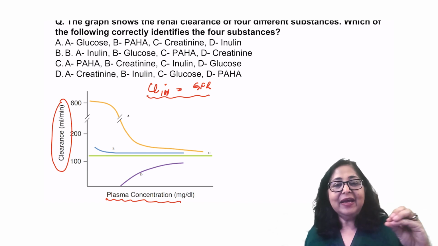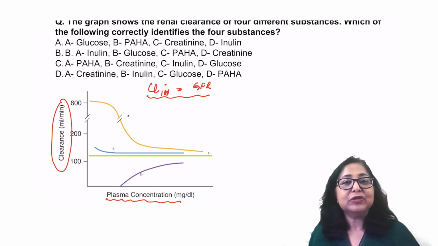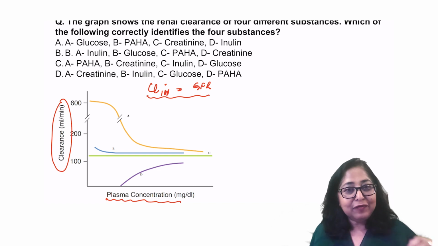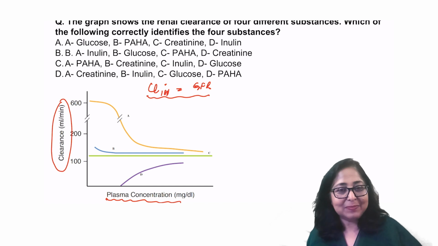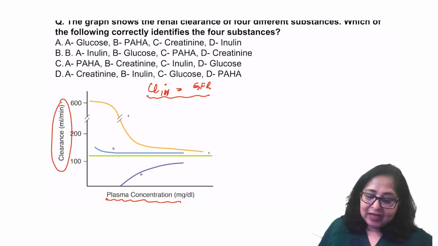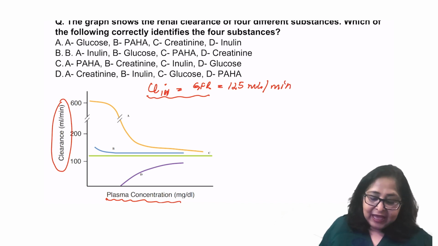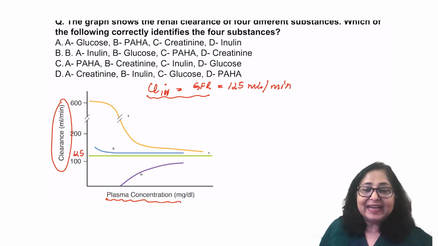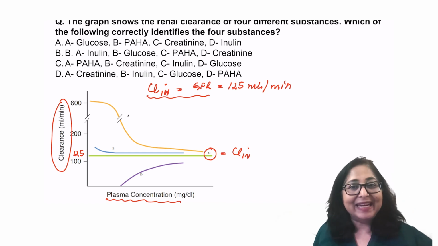So the only mechanism by which inulin is removed from the plasma is by the process of filtration. Therefore, the rate at which inulin is removed or cleared from the plasma will be equal to the glomerular filtration rate. So, the GFR is 125 ml per minute. And as you can see over here, there is a green line or C, which is at 125 ml per minute. So this is the clearance of inulin.